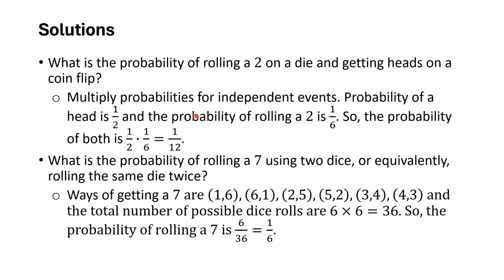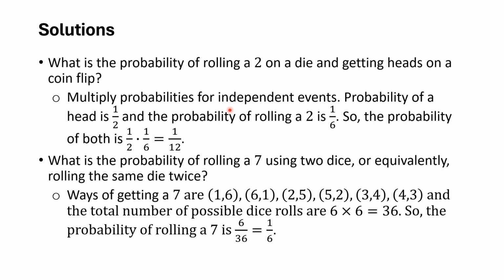So the probability of getting heads, of course, is 1/2. You get either heads or tails. And then you roll the die, or you could do it at the same time. The assumption is they're independent. And the probability of getting a 2 is just 1 out of the 6 possibilities. So you have 1/2 times 1/6, and you get 1/12.